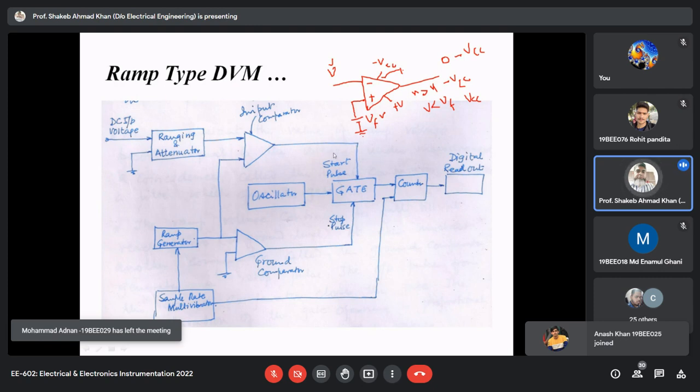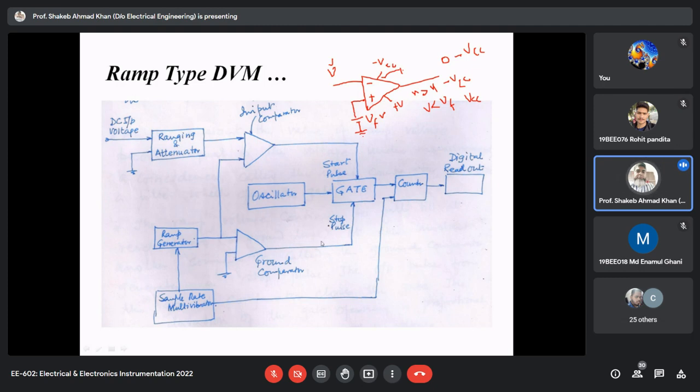That change will be used to open this gate. This gate will be open, and then when the ramp voltage crosses ground potential, another pulse, or change, will come from the comparator, and that change will close the gate. During the time the gate is open, the oscillator pulses, the output of the pulse oscillator, will cross it and be counted by the counter. So this is how this setup works.